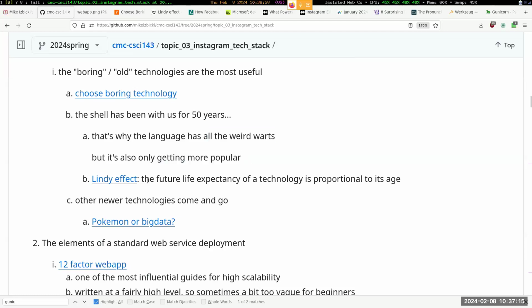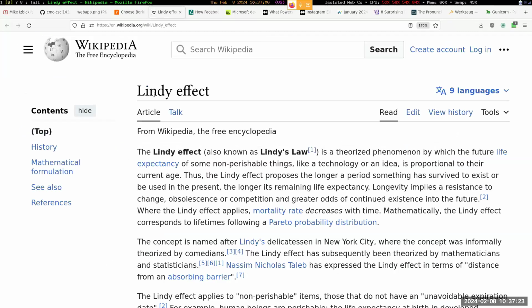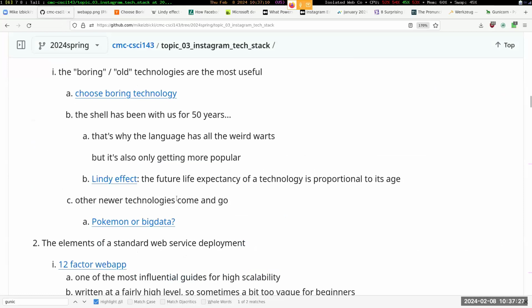And programmers often talk about this thing called the Lindy effect, where the idea is that technologies that have existed for a long time are very likely to continue existing for a long time, and new technologies are almost always going to go extinct, similar to how new startup companies are almost always going to go extinct.